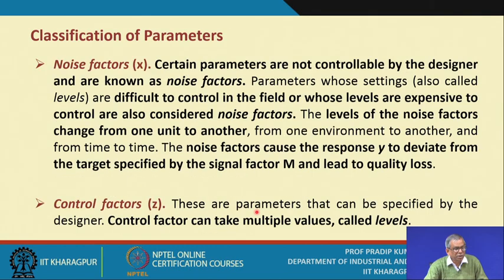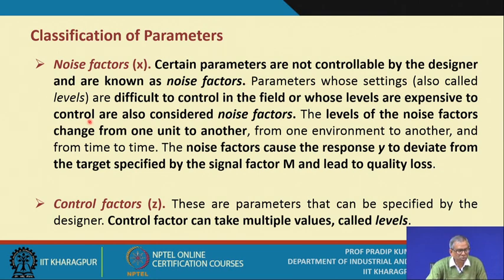Next one is the noise factors. This term we have been using, and these noise factors can be of two types: internal noise factors as well as external noise factors. We have already cited several examples of these noise factors. The notation is X. Certain parameters are not controllable by the designer and are known as noise factors. That means these are sometimes referred to as uncontrollable noise factors.